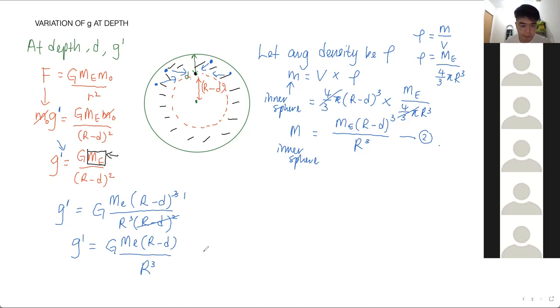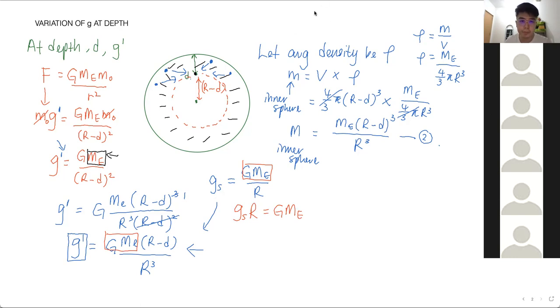Almost there. If you look at this equation, you cannot conclude anything. It just looks like everything is bunched up together. But from here, I can substitute the g at surface. What is the g at surface? G at surface is G Me over R squared of the planet. I want to put this in because I want to compare my new g with my old g. I have G Me here and G Me here, so I substitute g surface equals G Me over R squared.